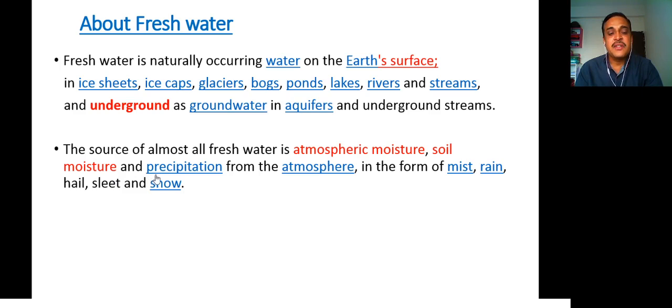Another commonly occurring source of fresh water is precipitation. This precipitation is received from the atmosphere in its various forms, for example mist, rain, hail, sleet, and snow. So these are some forms of fresh water, in which we are getting water in different forms for human beings and for the environment also.